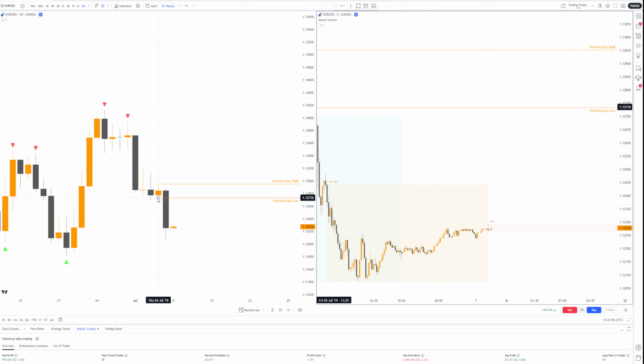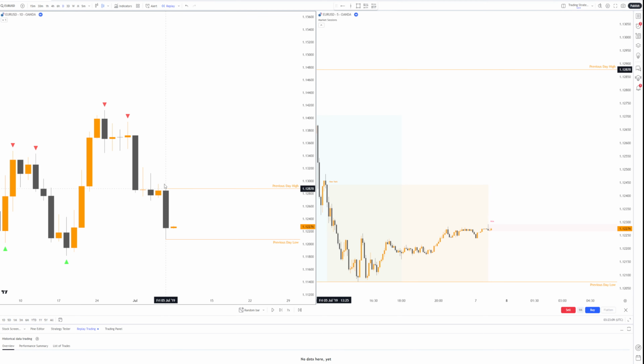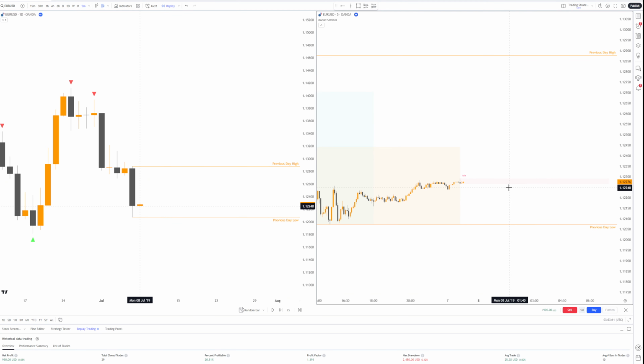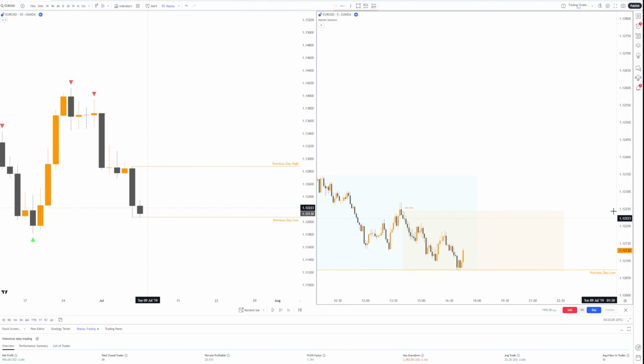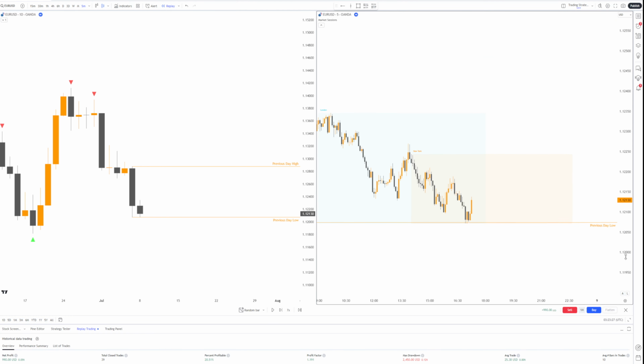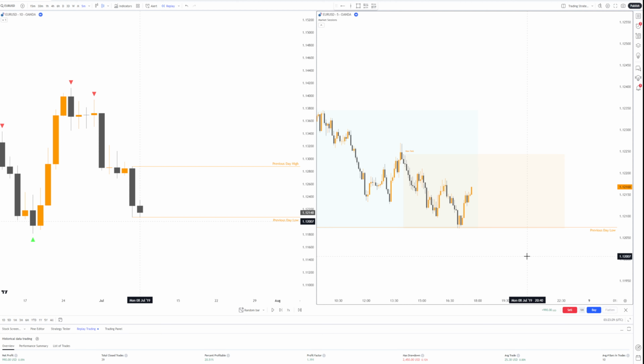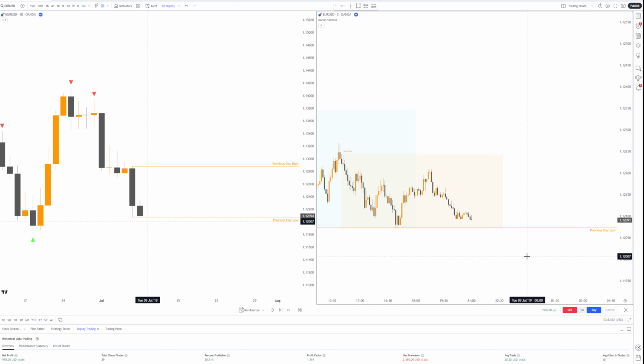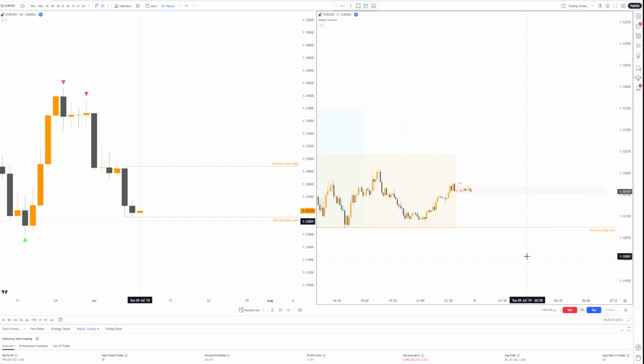Okay, we're on the next day. There you have it. So again, very mechanical. We do the same thing. The same rules apply. Okay, drop below. This here does not meet the criteria. We have to have the candle close. Okay, so nothing for that day. Move on.